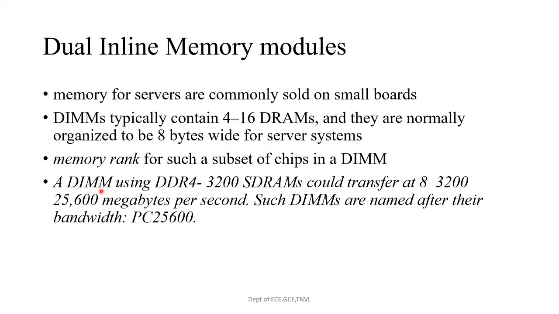A dual inline memory module using DDR4 3200 SDRAMs could transfer at 8 times 3200, that is 25,600 megabytes per second. Such DIMMs are named after their bandwidth, that is PC 25600.